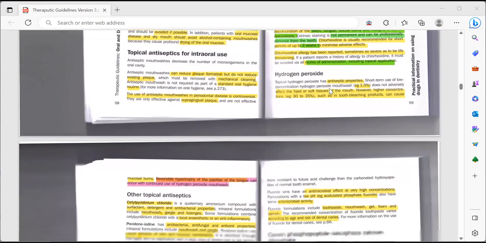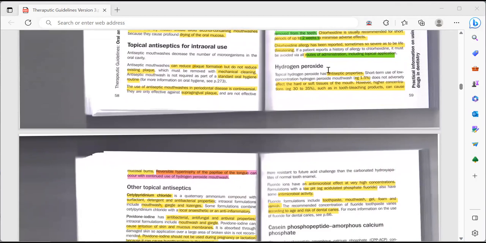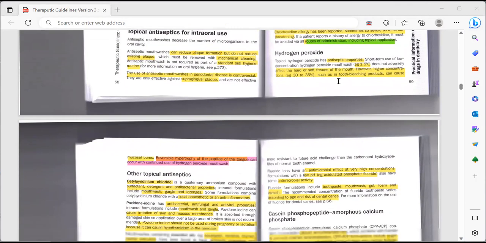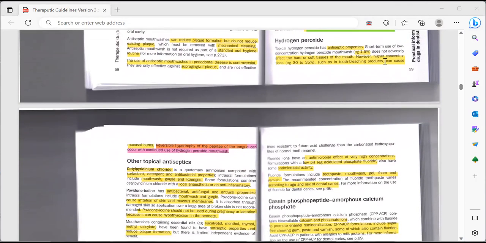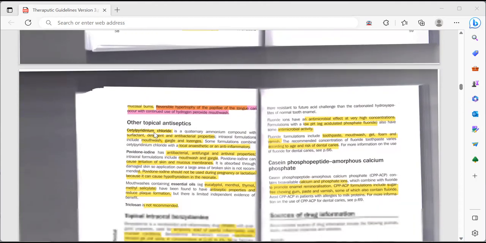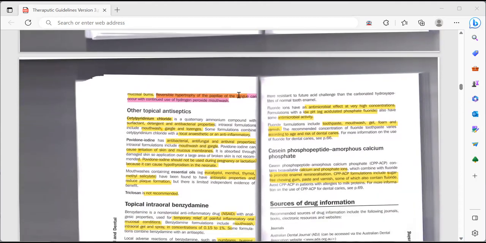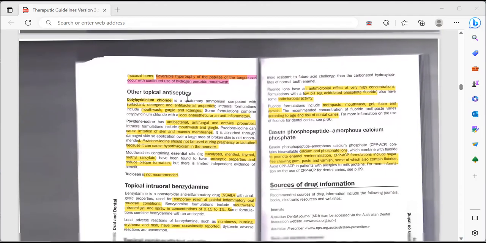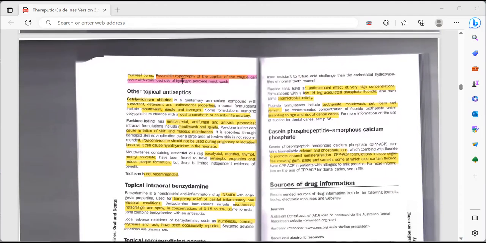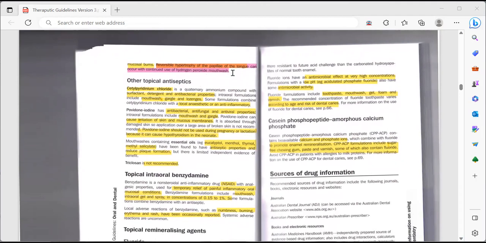Then the other antiseptic mouthwash is hydrogen peroxide. It also has antiseptic property. It is used in the concentration of 1.5%, and in this concentration it does not adversely affect the hard or soft tissues of the mouth. However, if the patient would take it in a higher concentration, which is 30 to 35%, which is mainly the concentration used in bleaching products, it can lead to mucosal burns, reversible hypertrophy of the papilla of the mouth, and other problems can occur with the continued use of a hydrogen peroxide mouthwash.